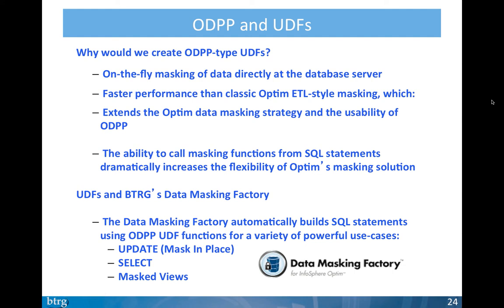First of all, you can move away from the classic Optim ETL style of masking, where you have to extract the data out of the database onto an Optim server, run a masking convert process, and then push the data back into the database. Now, with these delivered UDFs, you can use an update statement to mask your data rather than doing a classic Optim transformation. There are performance gains, a reduction in your resource usage, and it's a very good solution.